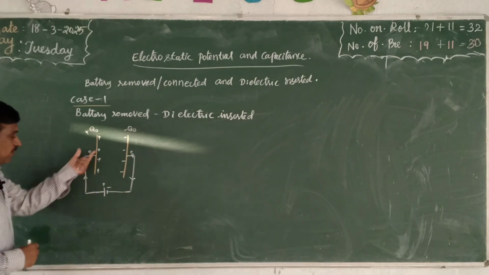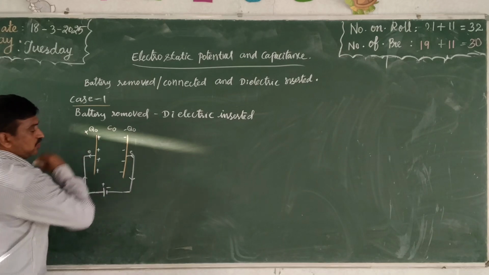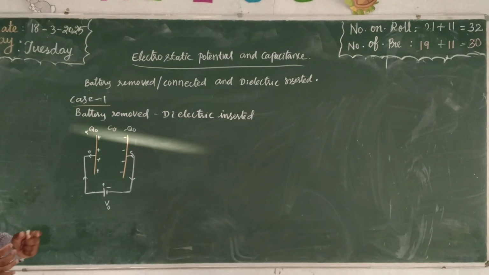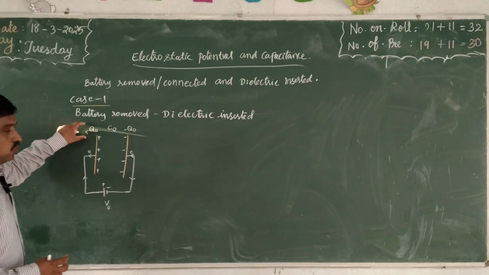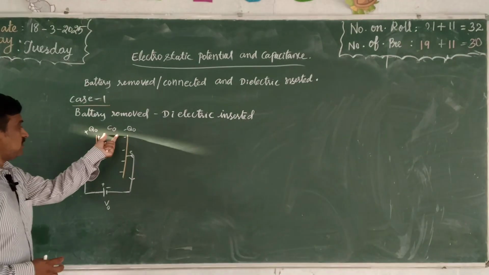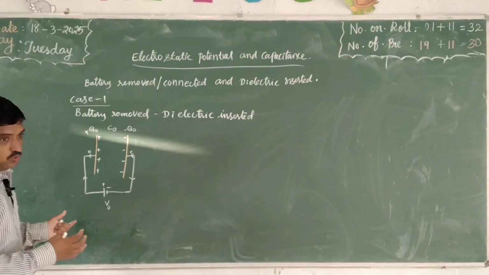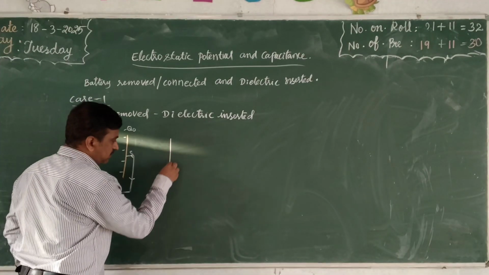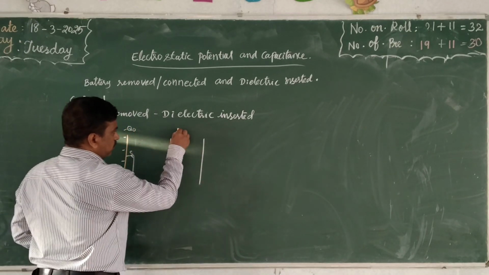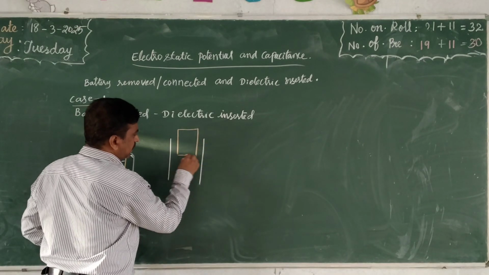When the battery is connected, this happens. So what is the capacitance here? C0, and the potential is V0. So when the battery is connected to the parallel plate capacitor, the charge is Q0 on one plate and minus Q0 on the other, the capacitance is C0, and the potential is V0. Now, when the battery is removed, for example, here is the parallel plate capacitor, the battery is removed and a dielectric is inserted.